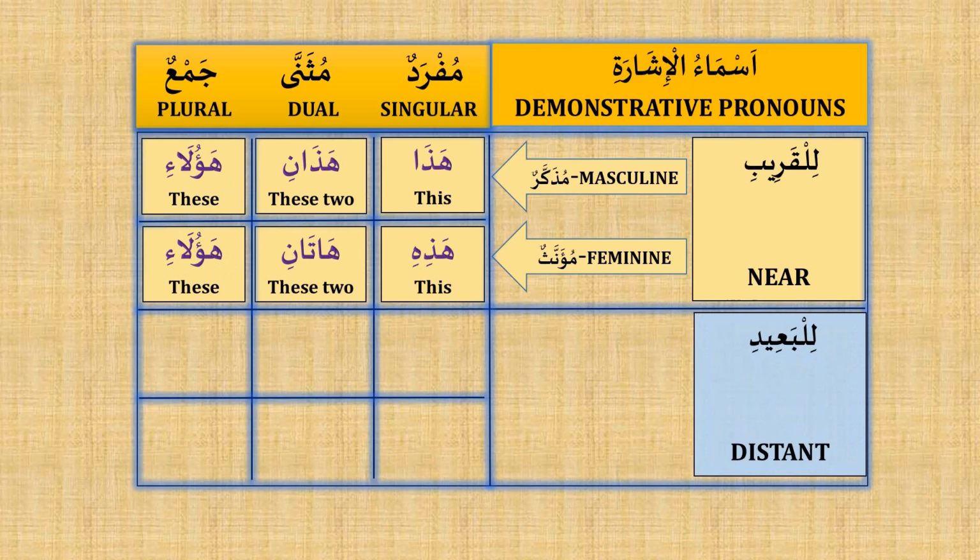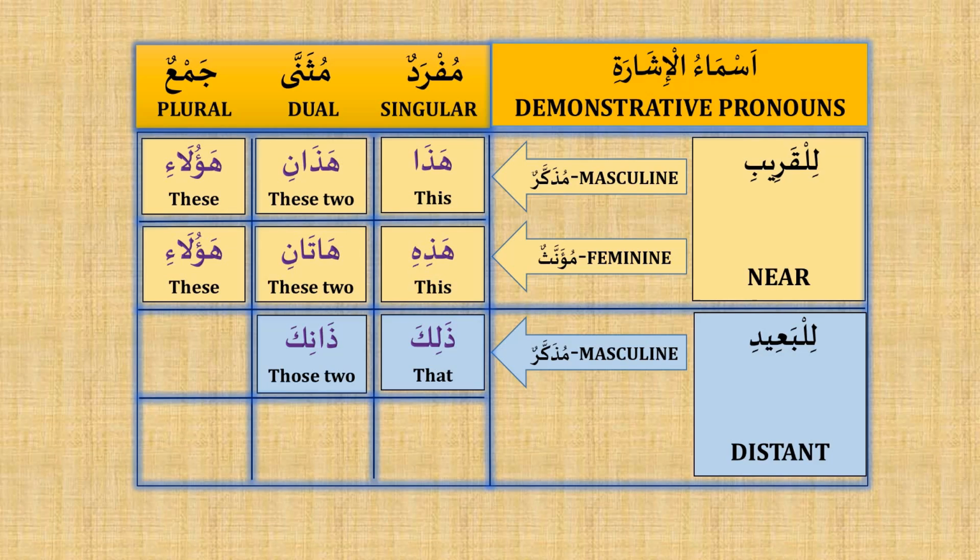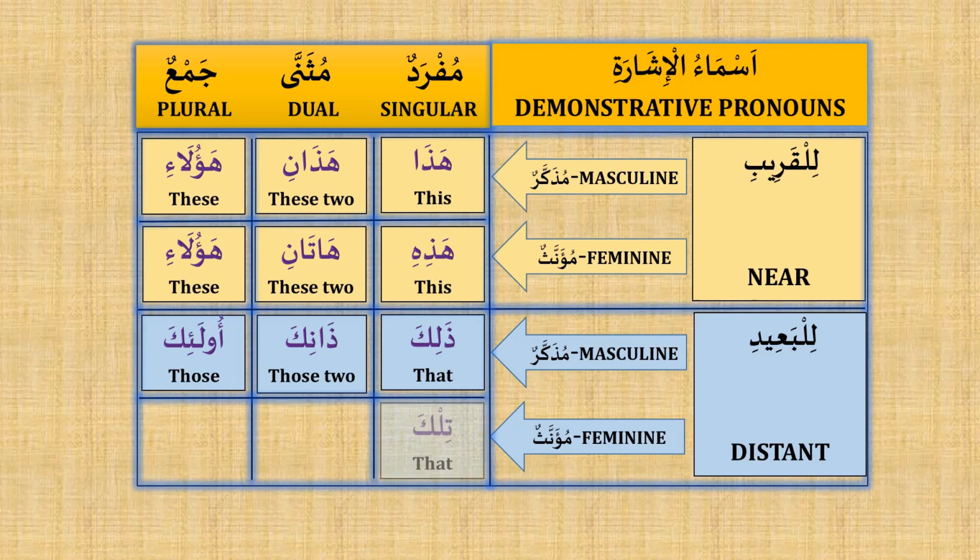And the next one is للبعيد, distant demonstrative pronouns. First, مذكر masculine demonstrative pronouns for distant: ذلك, that, ذانك, those two, أولئك, those, more than two. And next is مؤنث feminine distant demonstrative pronouns: تلك, that, تانك, those two, and أولئك, those. Again, this last one is the same for masculine and feminine. Now let's use them in a sentence.